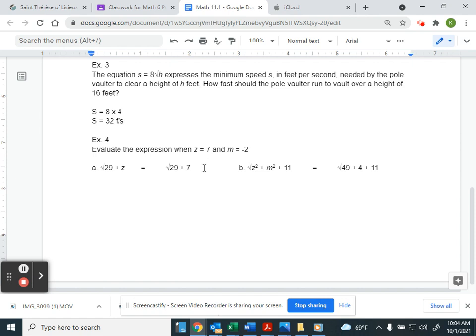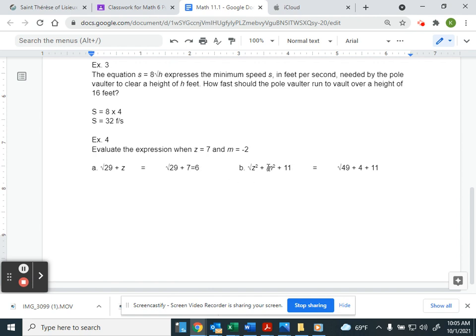So what is 29 plus 7? Will? 36. So then you need to find the square root of 36. So if 29 plus 7 is 36 and we need to find the square root of it, what would the square root of 36 equal, Gabby? 6, because 6 times 6 equals 36.